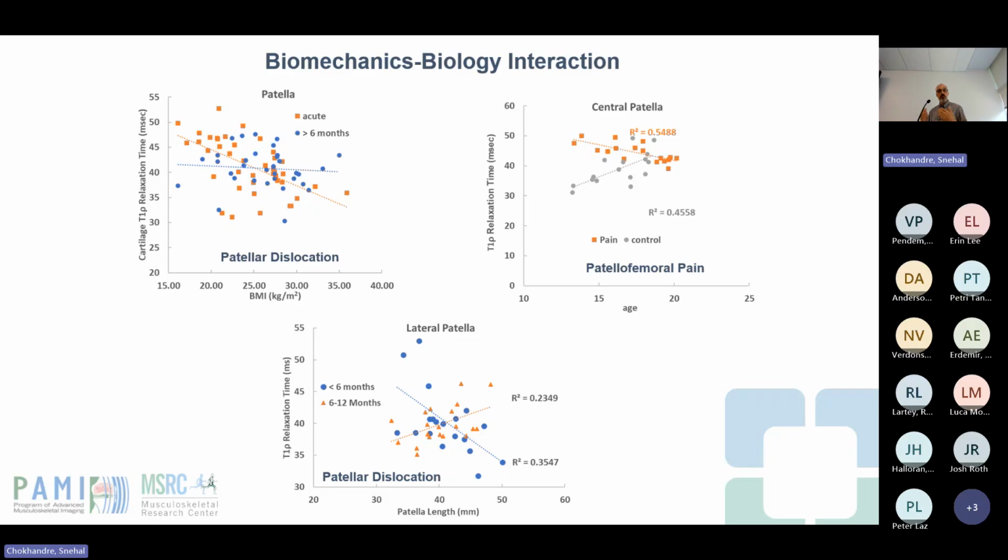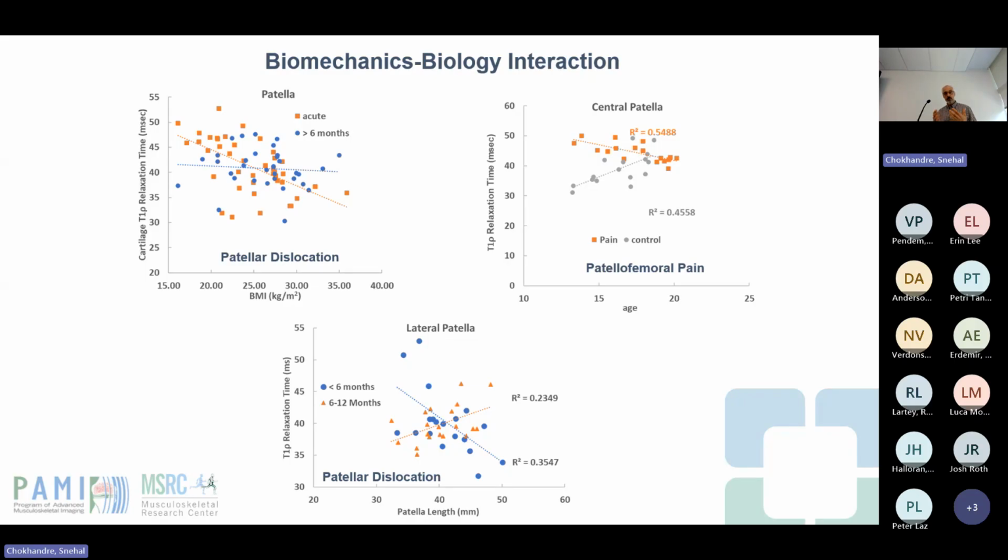With age, we see inverse relationships between T1 rho relaxation times and age for patellofemoral pain versus control patients. And then in different stages of injury, we can also see them respond to anatomy differently. So if we don't know where the biomechanics has an effect, then we could be providing data that really isn't relevant to the overall performance of the patients.